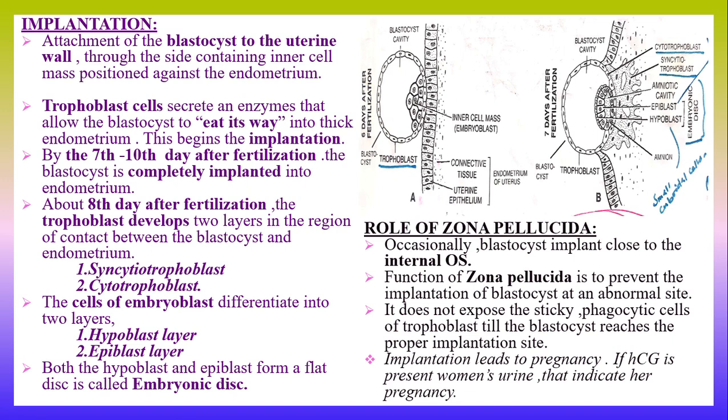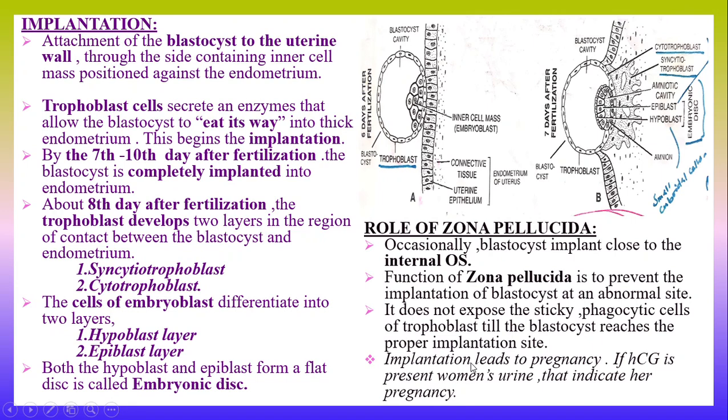Internal os, last part of the uterus, கரு அபார்ட் ஆகிறதுக்கு சான்சஸ் இருக்கு. அதனால ஃபண்டஸ் ரீஜியன்ல பதியும். நீங்க யூட்ரஸ் எடுத்து பாத்தீங்கன்னா தெரியும், மேல இருக்கக்கூடிய பகுதி ஃபண்டஸ் பாடின்னு சொல்லுவாங்க. யூசுவலா இந்த பாடி ரீஜியன்ல வந்து எம்பிரியோ பதியணும். அதை ஹெல்ப் பண்றது ஜோனா பெலிசிடா. It does not expose the sticky or the phagocytic cells of the trophoblast till the blastocyst reaches the proper implantation. இந்த blastocyst ப்ராப்பரா வந்து implantation ஆகிற வரைக்கும் இந்த trophoblast செல்ஸ்னால இந்த எம்பிரியோக்கு எதுவும் பாதிப்பு வராம பாத்துக்கிறது தான் ஜோனா பெலிசிடா.